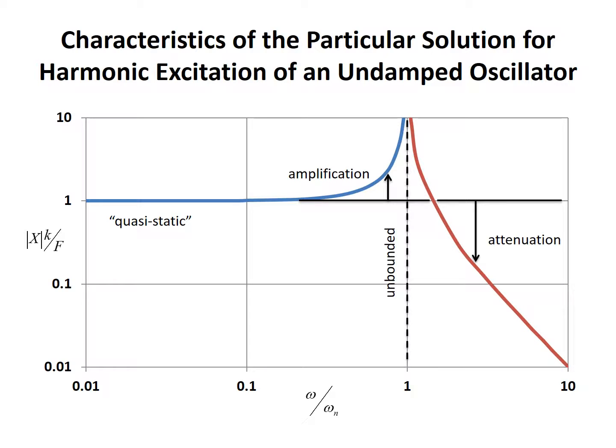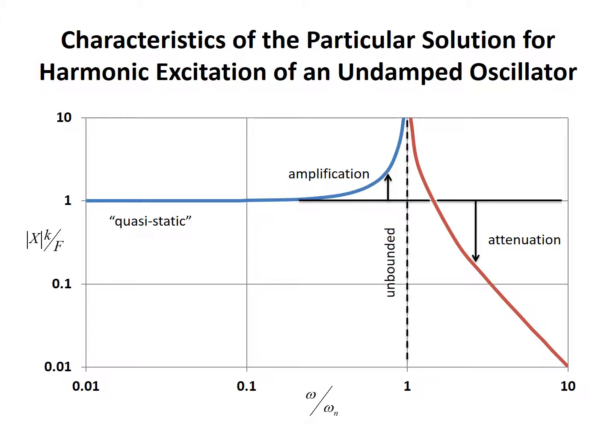Now we can visualize these different regimes of the solution by plotting the amplitude X as a function of the frequency ratio omega over omega sub n. You can see from the plot on this chart that when omega over omega sub n is much less than 1, say less than 0.1, this is the quasi-static regime that we talked about earlier. In this regime, the amplitude of the forced response is approximately equal to F over K. What we've done on this chart is normalize the vertical axis to be equal to 1 when the solution is F over K.